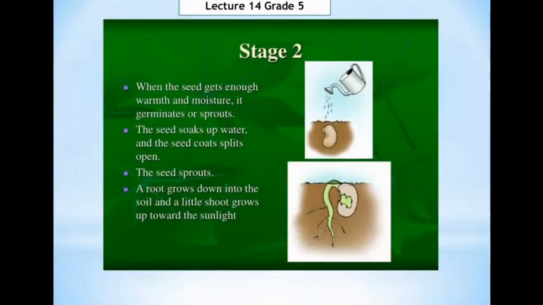In the second stage, when the seed gets enough warmth and moisture, it germinates or sprouts. The seed soaks up water and the seed coat splits open. The seed sprouts, a root grows down into the soil and a little shoot grows up towards the sunlight.